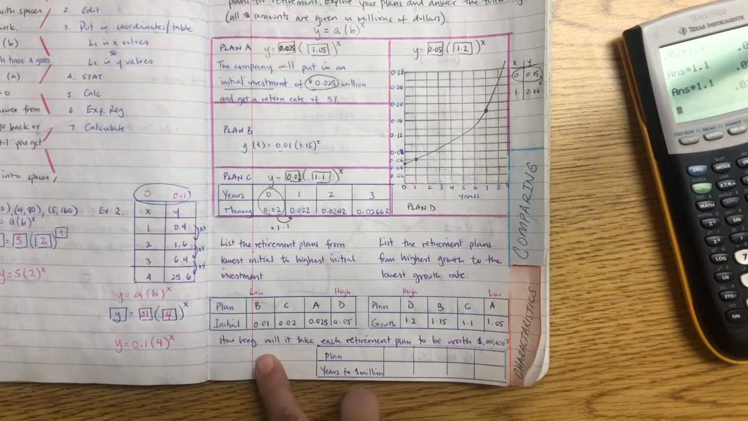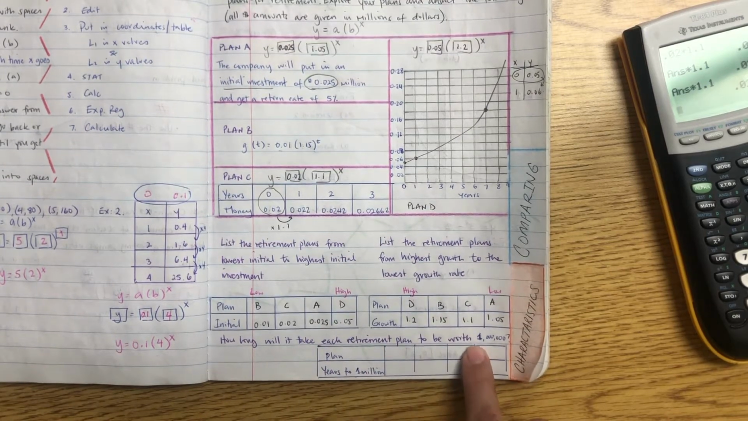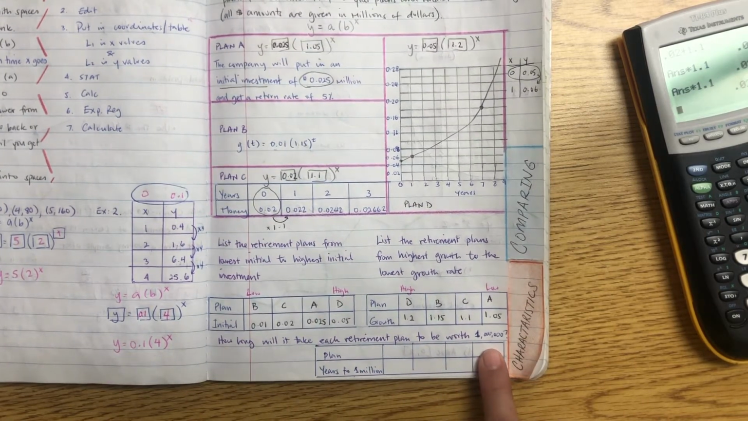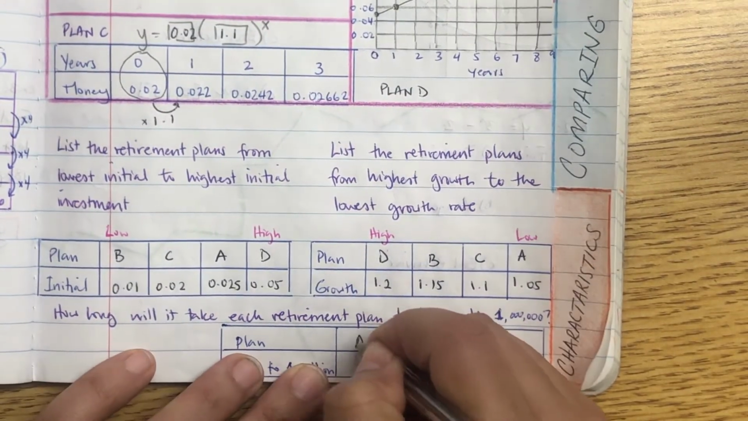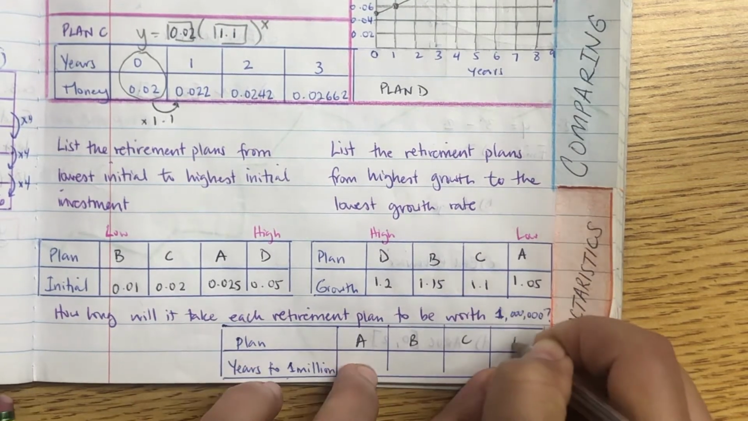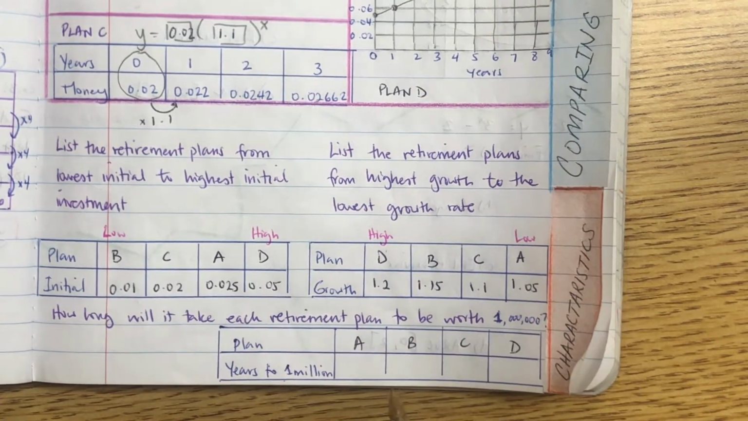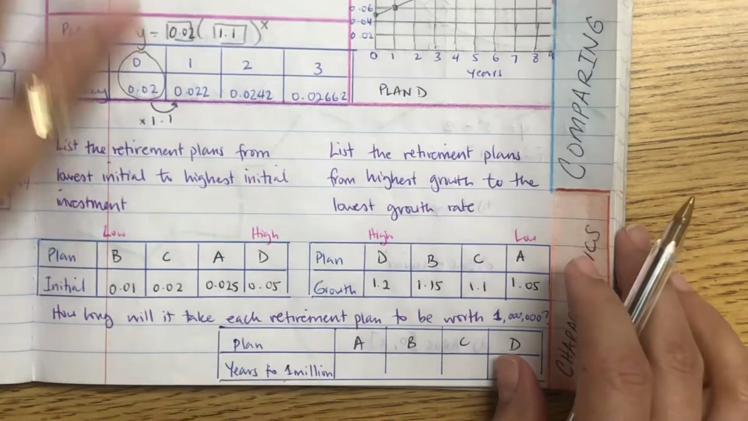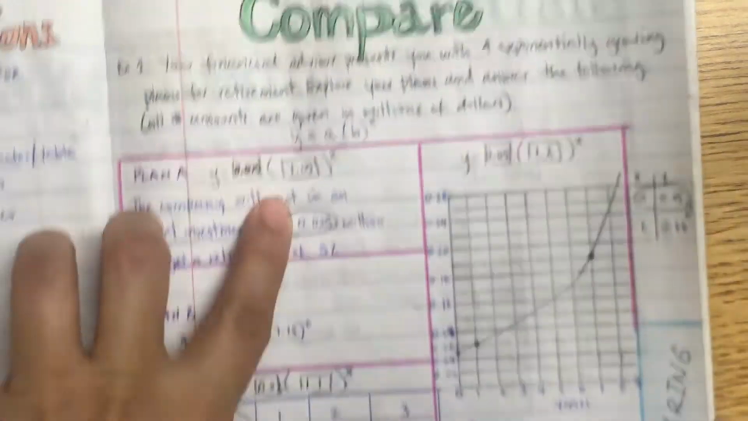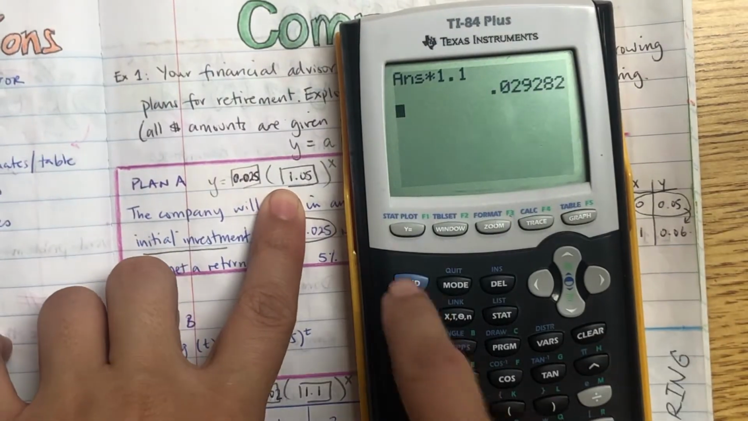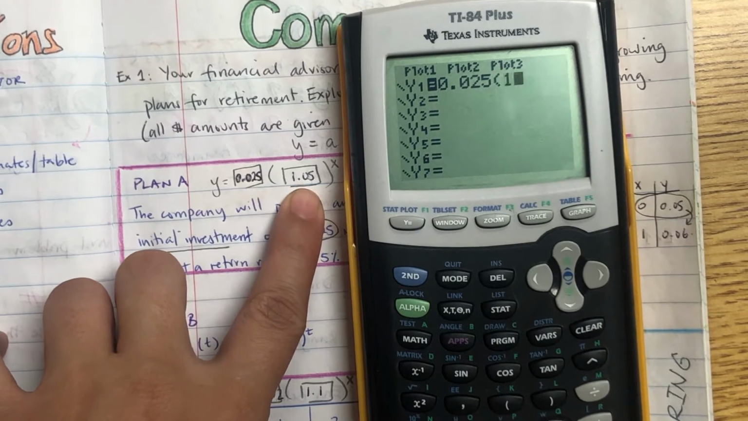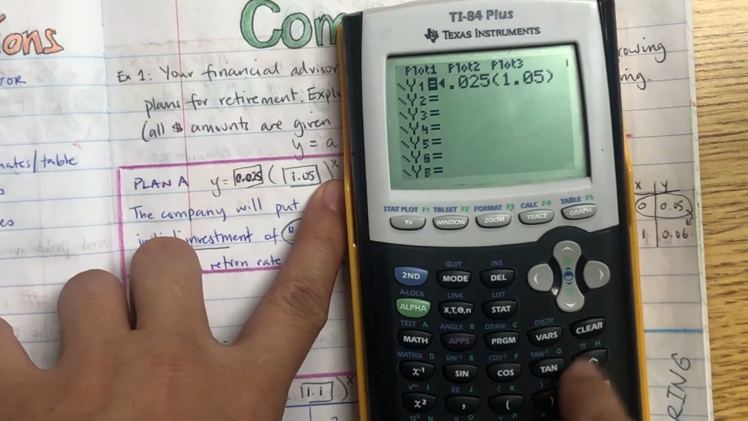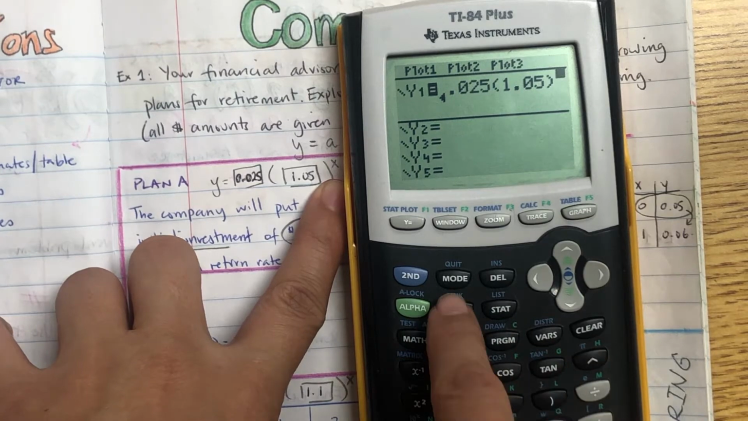Alright. How long will it take each retirement plan to be $1 million? In this one we're just going to go in order. So let's look at Plan A, then B, then C, then D. And this is roughly, because without doing logs, to get an exact answer, it's going to be roughly. So what you're going to do is take your equation, punch it in. So y equals 0.025, open parentheses, 1.05, close parentheses, raised to the power of x.